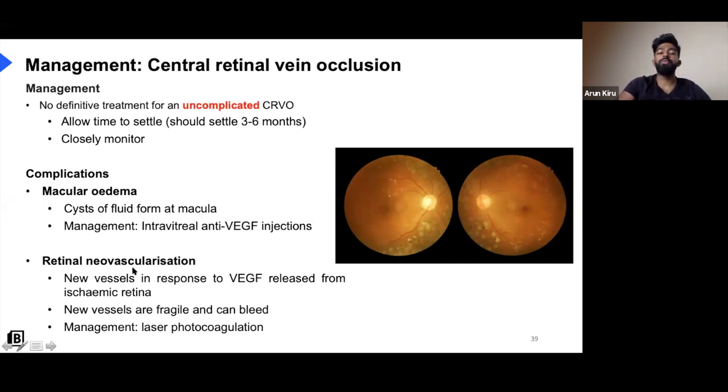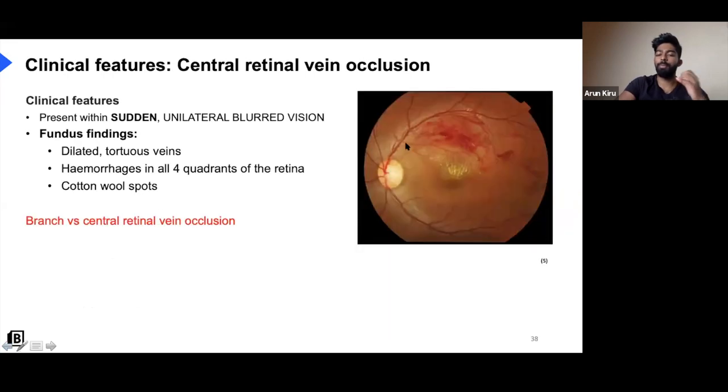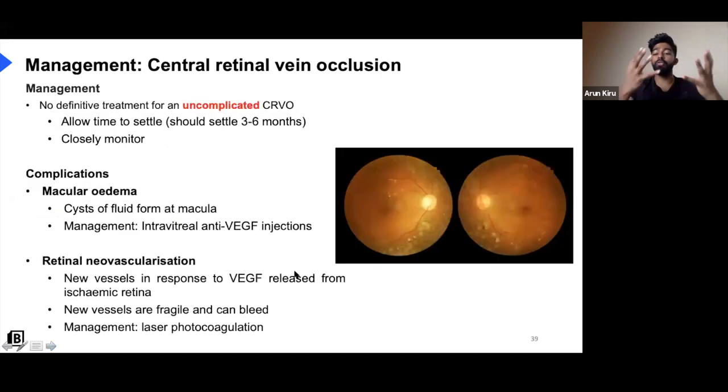Another complication is retinal neovascularization. So neo means new, vascularization means vessels. So they're new vessels that basically grow in the retina, because you've got an ischemic retina. If you've got basically poor blood supply from a blockage, you get ischemia. Ischemia causes VEGF, vascular endothelial growth factor, to be released. And that causes new vessels. The body is trying to compensate and respond.